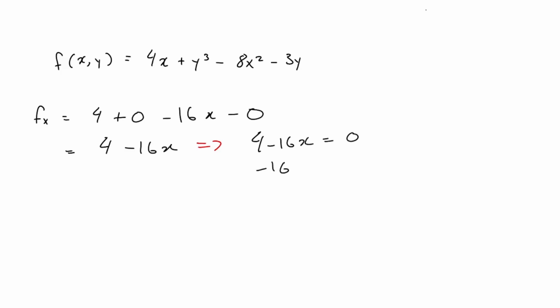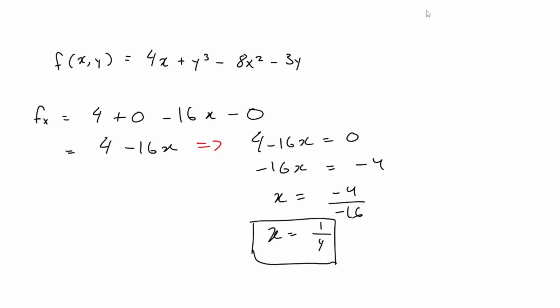Then negative 16x is going to be equal to negative 4, and therefore x is going to be equal to negative 4 over negative 16. So x is going to be equal to 1 over 4. So we've got our x value in terms of our critical point. In this specific scenario, we're going to have 2 points, and you'll see why.